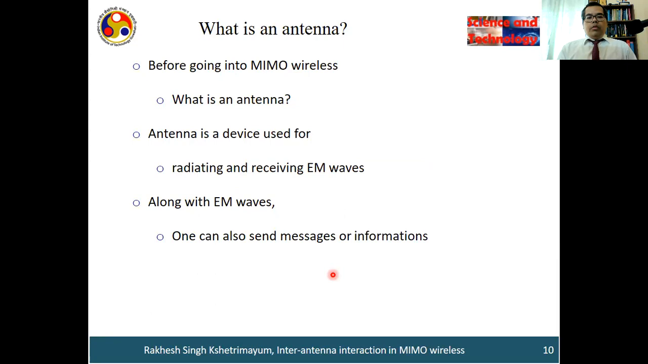Before going to MIMO wireless, let us try to understand a fundamental device which is used in MIMO wireless in multiple numbers, which is called an antenna. An antenna is a device which we use for transmitting and receiving electromagnetic waves. This is a device which you use in any wireless communication device. Without this antenna, you won't be able to radiate and receive EM waves. And one good thing about an antenna is that along with the EM waves which are radiated or received from the antenna, you can send or receive messages and information.